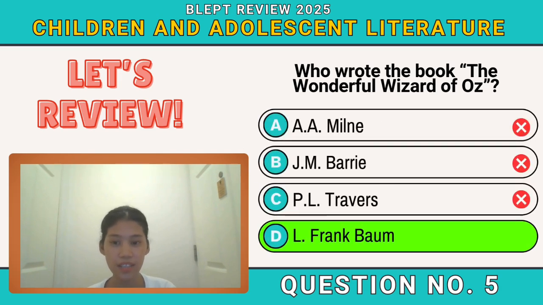The correct answer is letter D, L. Frank Baum. A, B, C are the distractors. Letter D. He was an American writer known for his series of books for children about the imaginary land of Oz. His most famous work, The Wonderful Wizard of Oz, 1900, is a classic of children's literature.